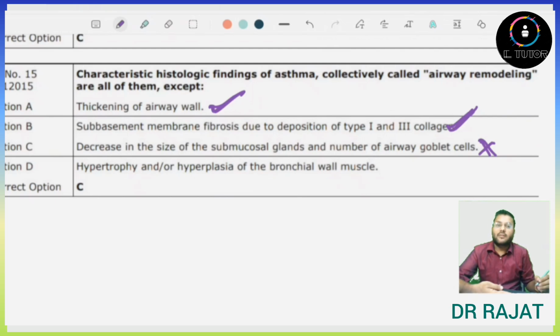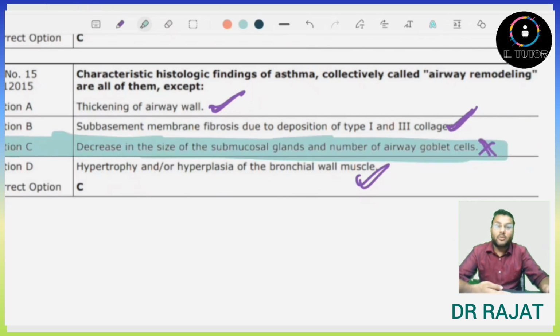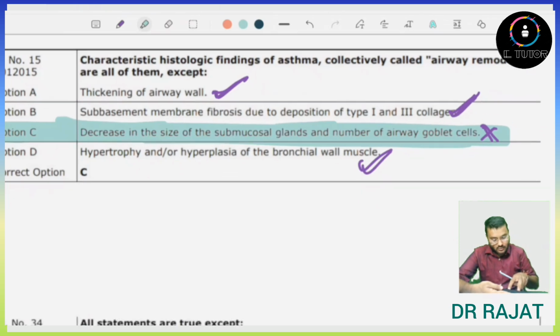Hypertrophy and hyperplasia of the bronchial wall muscle. This is also true. So here the wrong option is option number C. The decrease in size of submucosal gland is stated, but we know that in reality there is an increase in the size of submucosal gland and also an increase in number of the goblet cells.